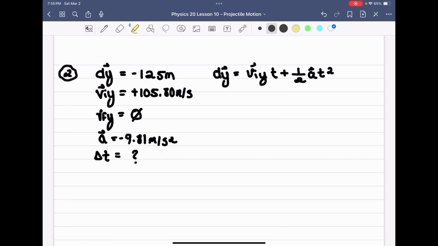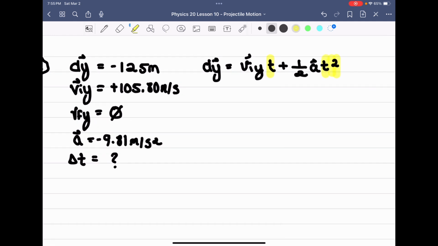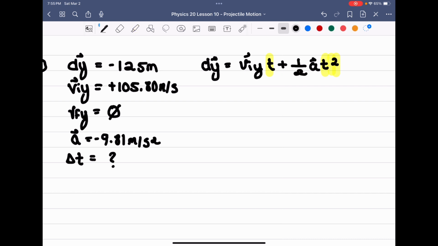But what I'm going to do is, because I see this t and this t squared, instead of using quadratic formula, which is a 20-1 skill, for now, I'm just going to say, hey, let's not use this equation. This is a bad equation for us. What I instead want to do is solve for my VFy. Once I have my VFy, I can then use a different equation to figure out time. So here's what we can use.